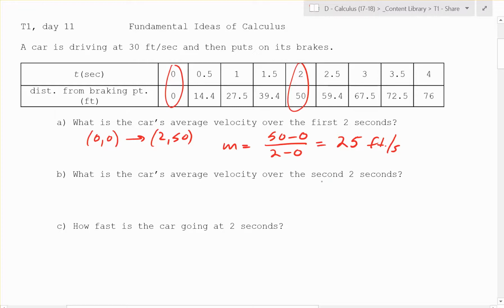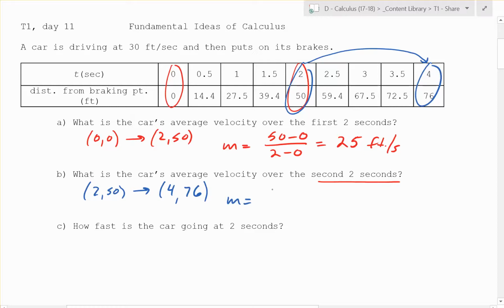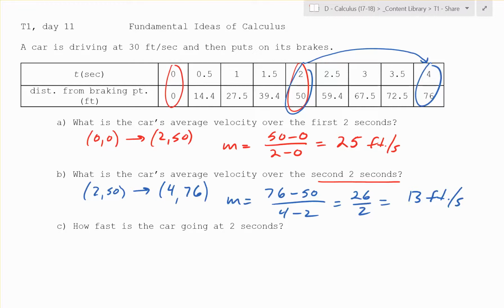What about the average velocity over the second 2 seconds? Well, that's going to be from time equals 2 to time equals 4, from the point 2, 50, which is 50 feet from the breaking point, to 4, 76. This average rate of change, this slope of the secant line, is 76 minus 50 over 4 minus 2, which is 26 over 2, which is 13 feet per second. So for the second set of 2 seconds, the average rate of change is 13 feet per second. So the car is slowing down.